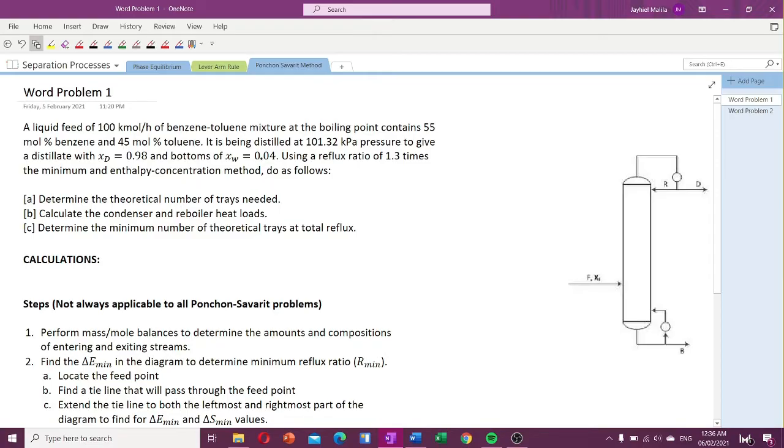So using a reflux ratio of 1.3 times the minimum and the enthalpy concentration method, do as follows. We have to determine the theoretical number of trays needed, calculate the condenser and reboiler heat loads, and determine the minimum number of theoretical trays at total reflux.